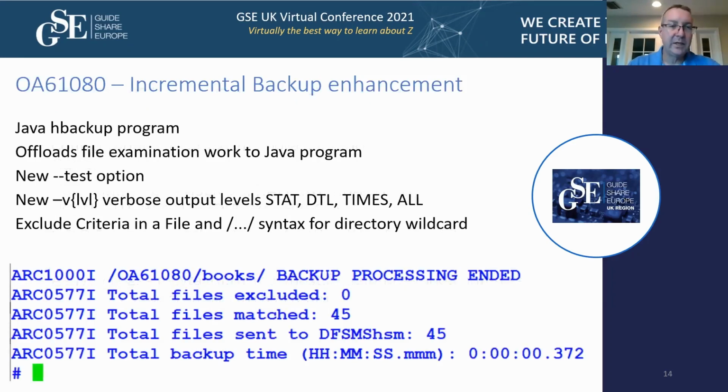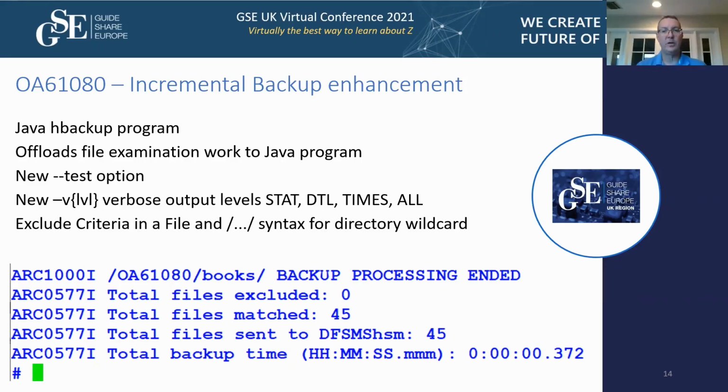Okay, recently, when did this go out? Just recently this year, I think it was in August. Another follow-on support, this OA61080, went out, and it introduced a Java program. I called it the Java HBACKUP program. What it does is it offloads this file examination work to the Java program.